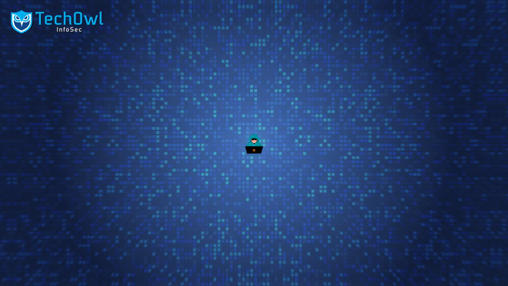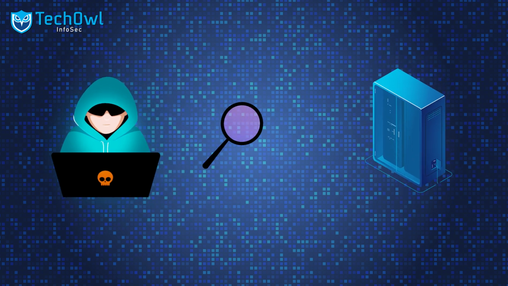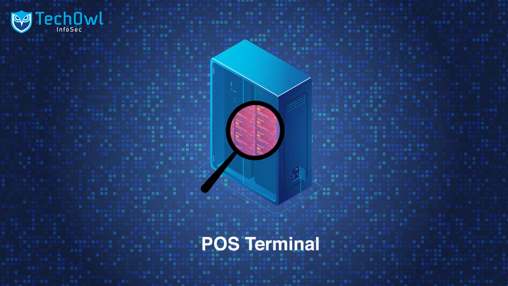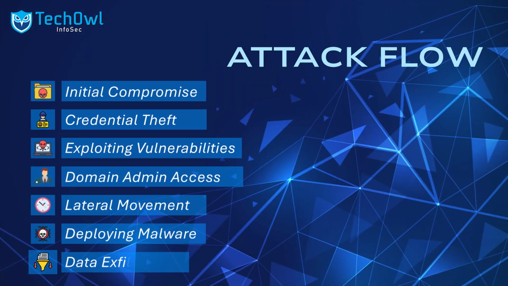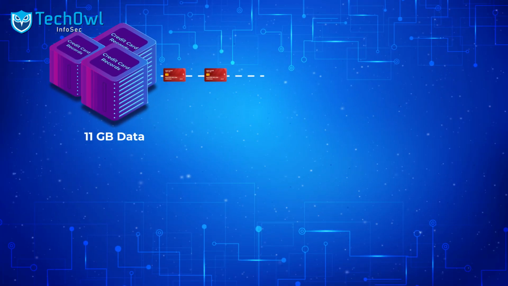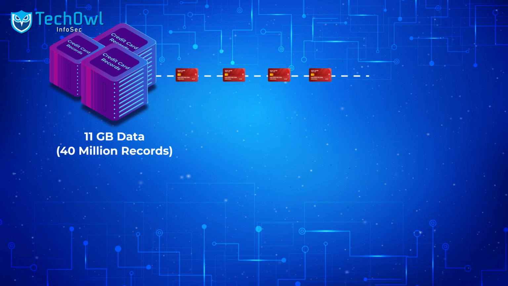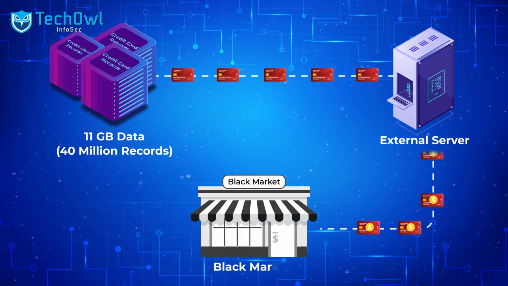Deploying malware. The attacker uploaded RAM scraping tools to the POS terminal machines, recording millions of card swipes and storing the stolen data on a local server. Data exfiltration. The attacker transmitted 11 GB of stolen data, 40 million records, to external servers via FTP. The stolen credit card information was then sold on the black market.